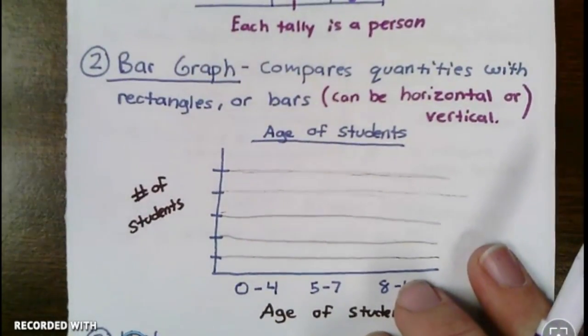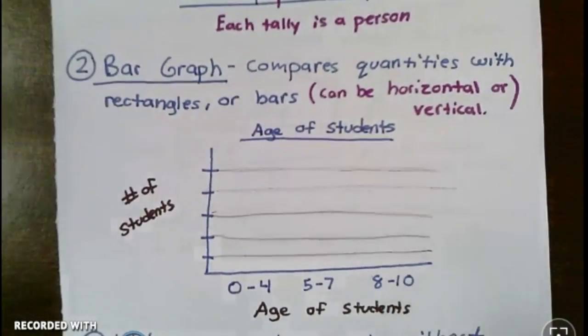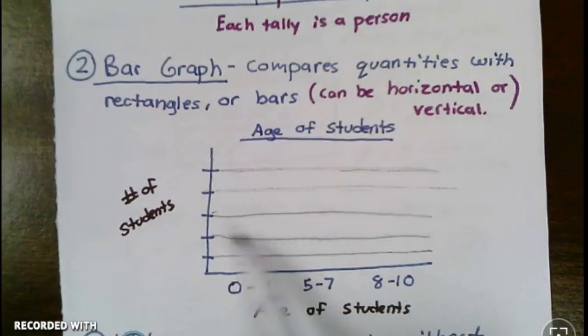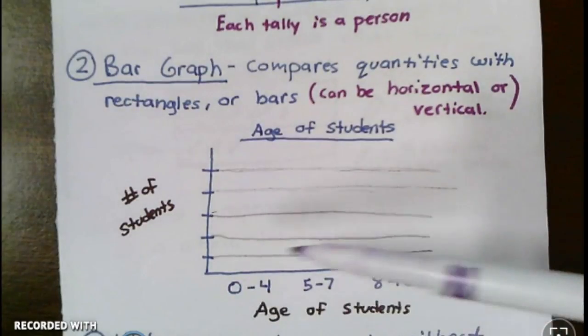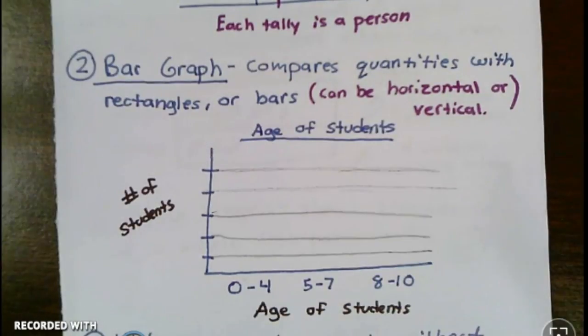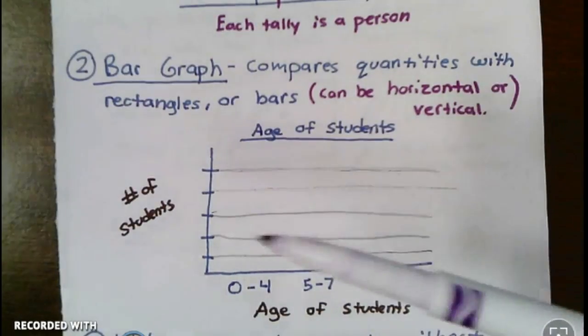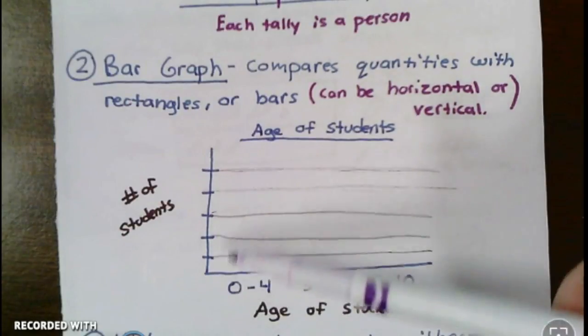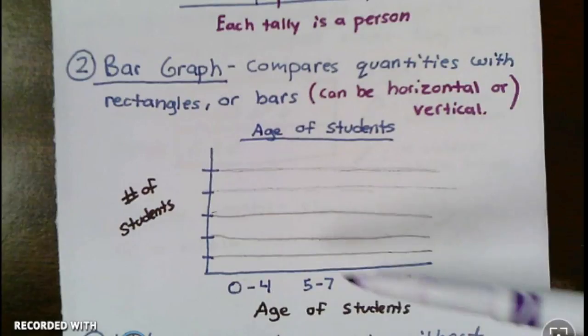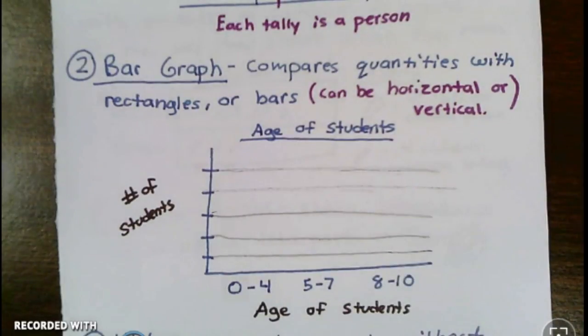All right, next type, bar graph. You've been seeing these for many years. A bar graph compares quantities with rectangles or bars. They can be horizontal, which means that your bars would come this way, or they can be vertical, which means they would come this way. So you can choose to use either of those types of bar graphs. You also can have a double bar graph, which would have one color bar here and then another color, and then one color bar here and another color to show 2 sets of data.